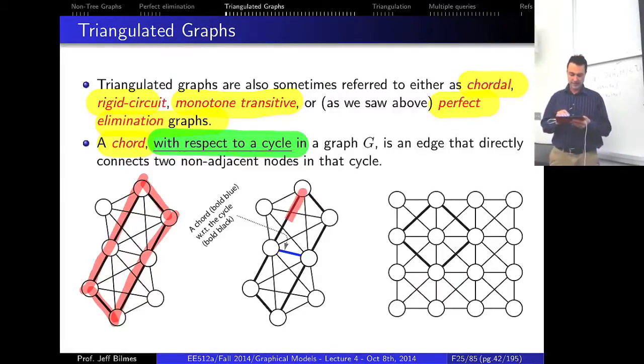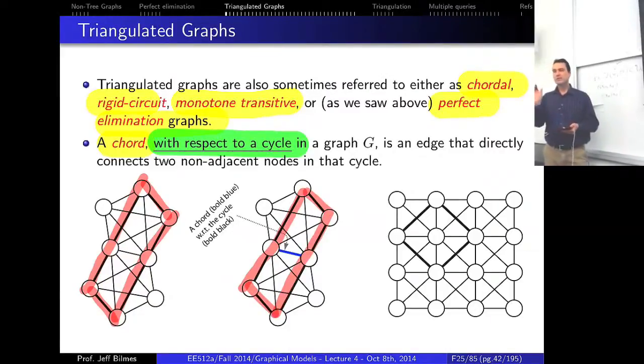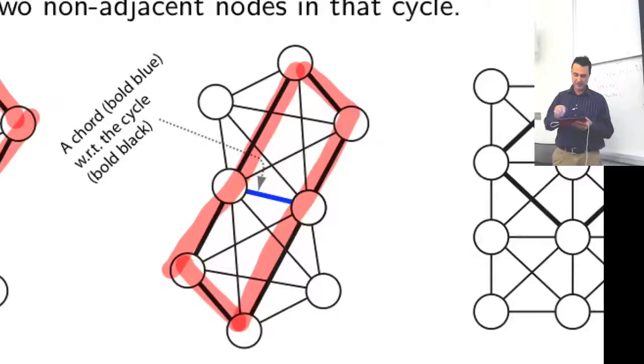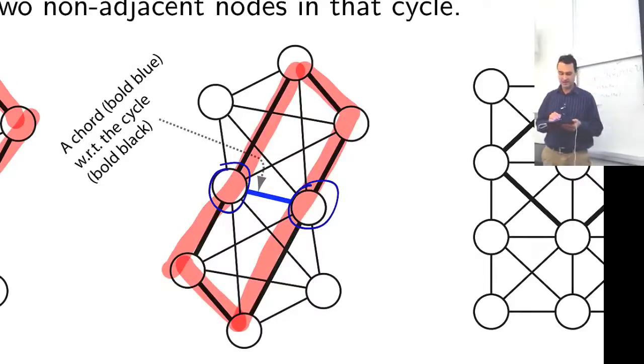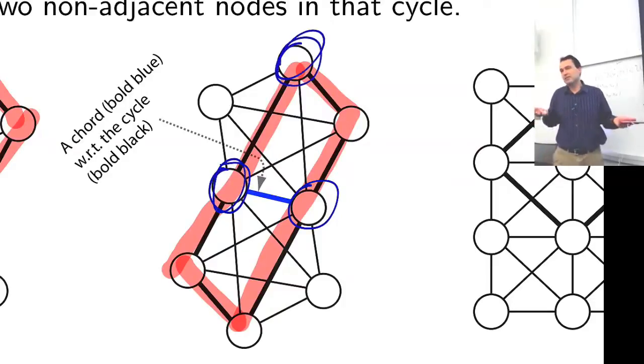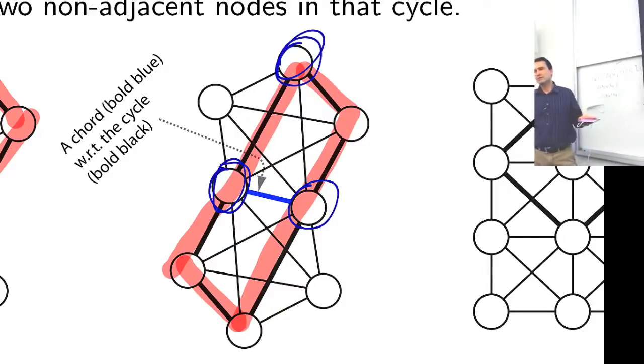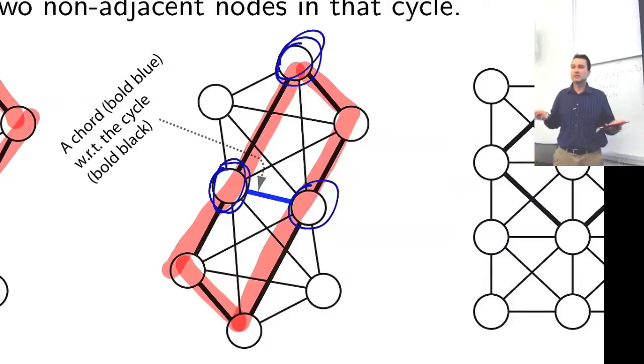In the middle case, the chord is the blue thing. A chord is basically an edge connecting two vertices that are non-adjacent with respect to a cycle. The adjacency of the nodes is with respect to the cycle. The reason this is a chord is because this node here and this node here are not adjacent on the cycle. This node here and this node here are adjacent on the cycle, so you can't really have a chord there. But it might be a chord for some other cycle.